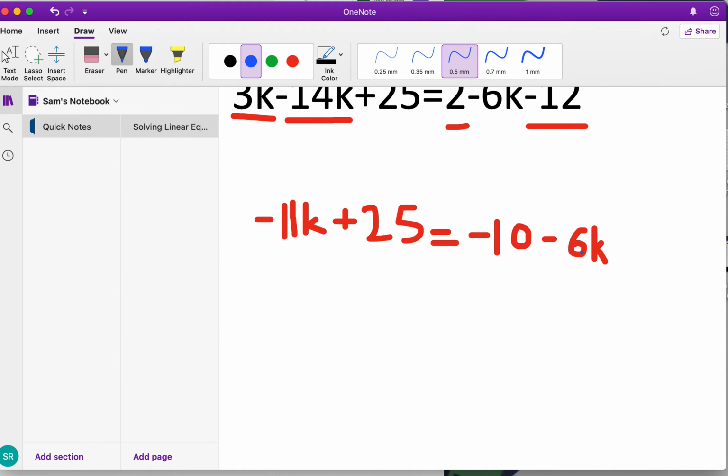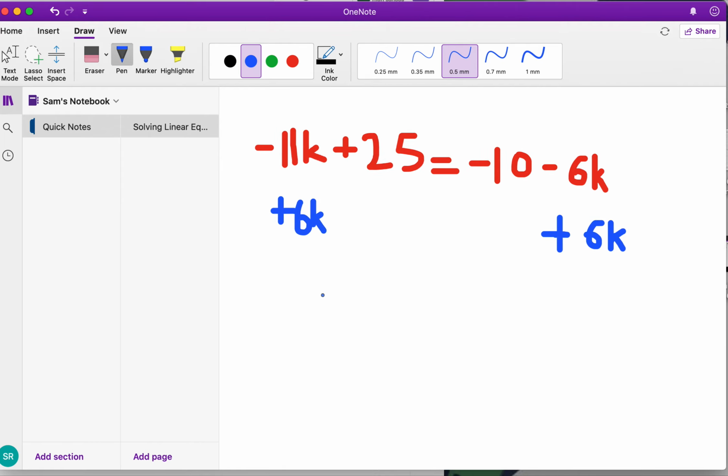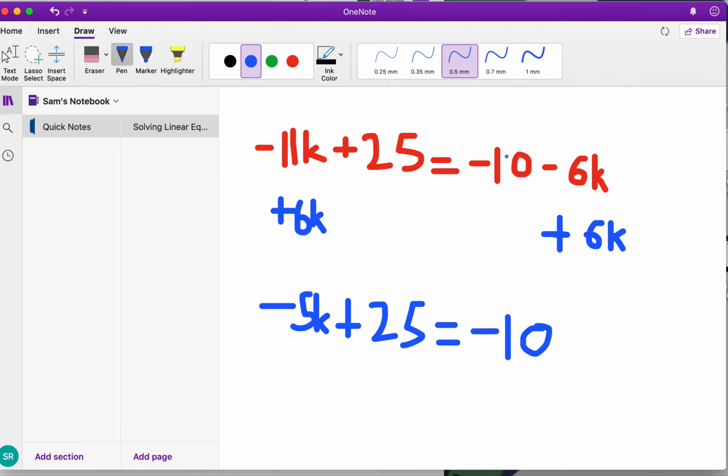So let's do the variables first. If we have negative 11k on this side, how do we get rid of this negative 6k over here? Well, we are going to add 6k to both sides. Add 6k to this side, add 6k to this side. So what that ends up being is negative 11k plus 6k plus 25 is going to be negative 5k plus 25 is equal to negative 10, right? Because we did negative 6k plus 6k, and we have the negative 10 remaining.